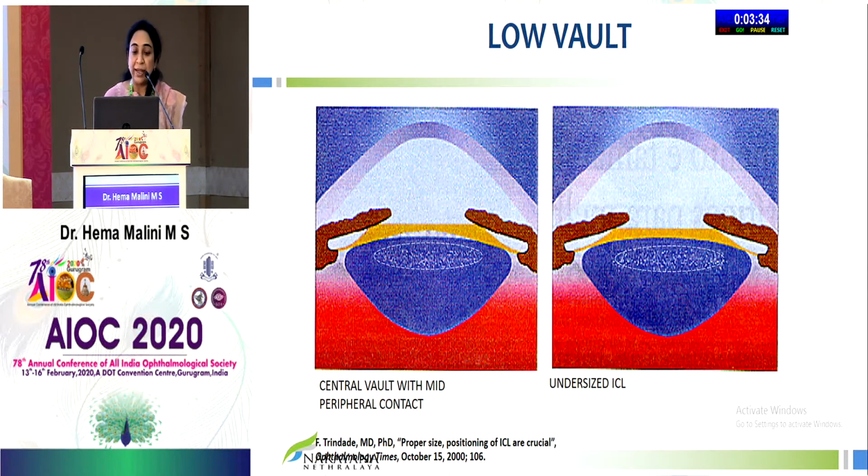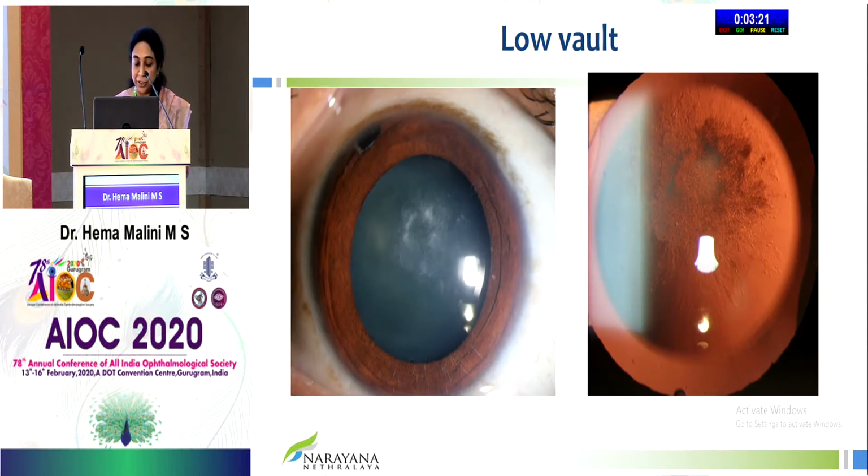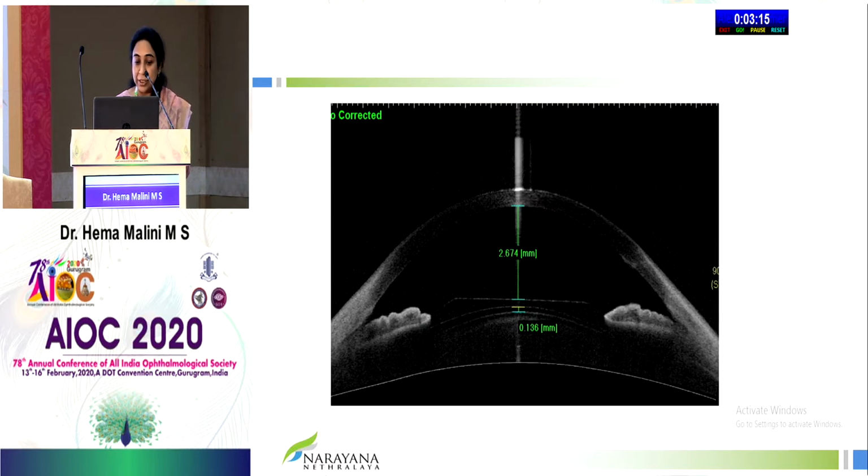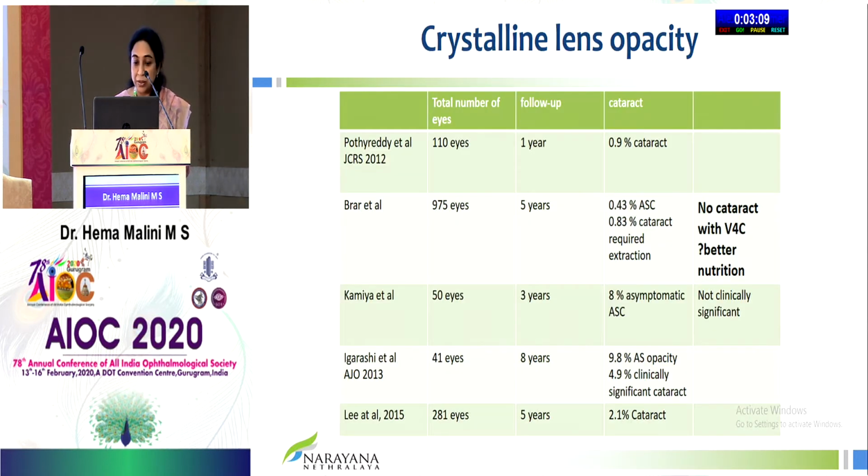Let us now look at the next scenario, which is a low vault. In case of a low vault, there would be a mid-peripheral ICL and lens touch, or there could be touch all along, both in the central as well as peripheral ICL. So these are slit lamp photographs showing anterior subcapsular opacities with the ICL in situ. And what exactly is a low vault? Here it's an example, it's about 136 microns.